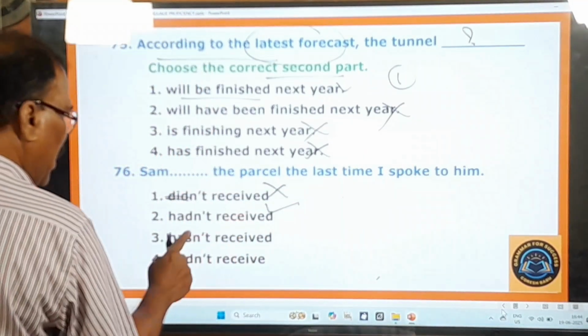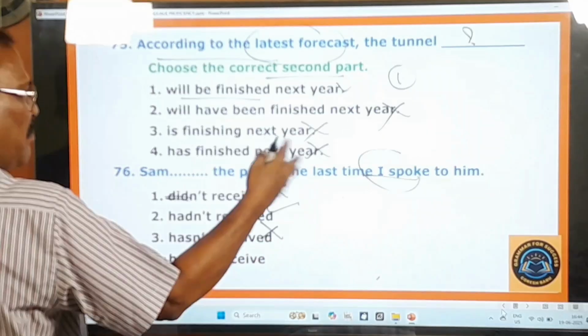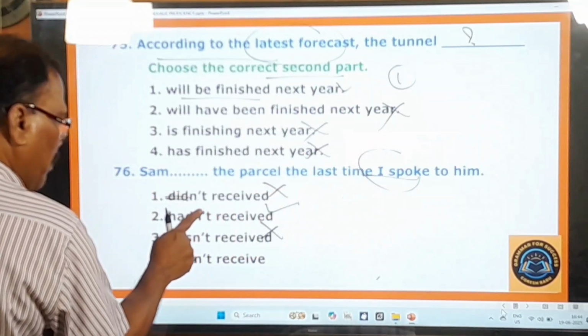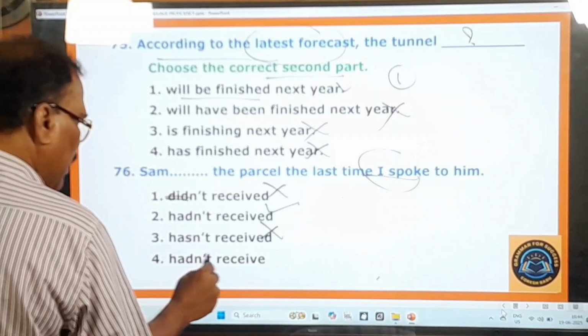Hasn't received, no, because here the remaining part of the sentence is in the past tense, and therefore past perfect should be used here. Hadn't received.